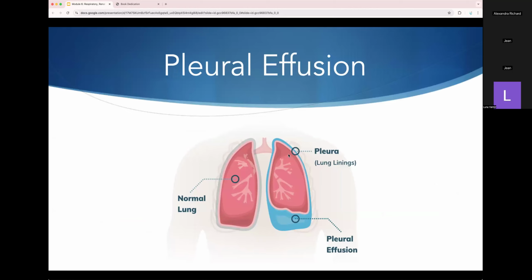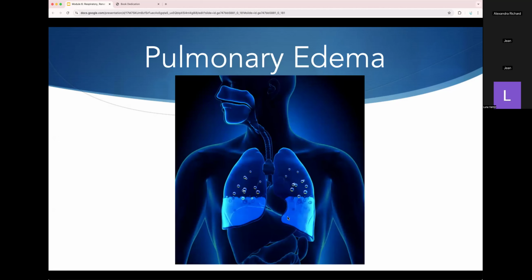Then we have pleural effusion. So remember, whenever you see the word effusion, think found fluid. FF, found fluid, or fluid where it's not supposed to be, right? There's a fluid somewhere where there's not supposed to be. So in this case, this is fluid or water, and it has caused the lung to collapse. So in this situation, a chest tube can also help. Then we have pulmonary edema where there's fluid inside the lung. So in this case, diuretics would help.